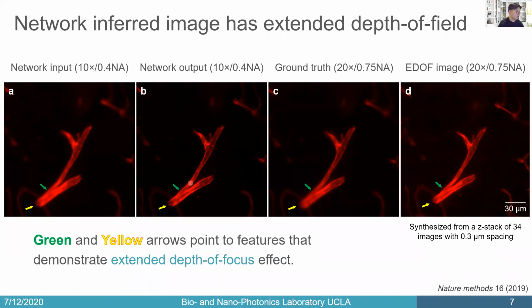To confirm the correctness of this network inference, we captured a Z-stack image of this blood vessel using the high magnification 20x lens and synthesized an extended depth of field image. The details match very well, which again confirmed the network is revealing true structures.